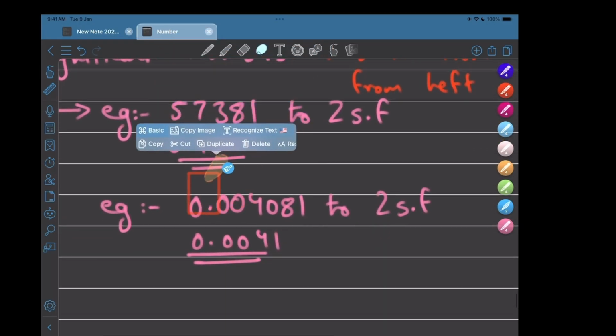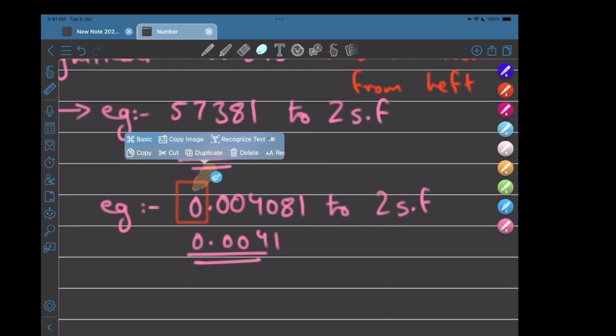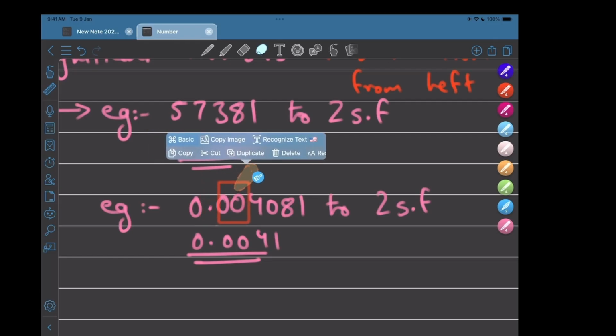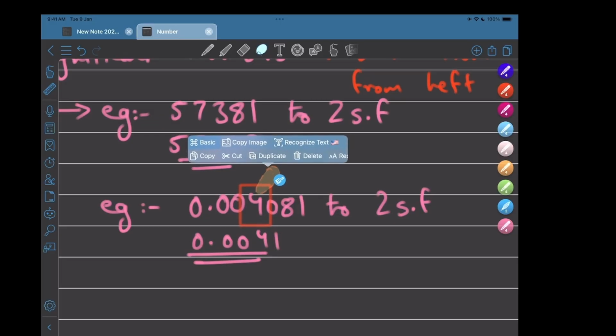Now let's look at the second question. Here is where I'm starting, from the left side. Is this significant? No. Is this a non-zero value? No. So again, we move forward. Is this 0? Yes. Is it significant? No, it is not. Is this 0? Yes, absolutely. Is this significant? No. Here, the criteria was non-zero value. So in this case, this is a non-zero value, and here is where my significance starts. So this is one significant figure, this is two significant figures.